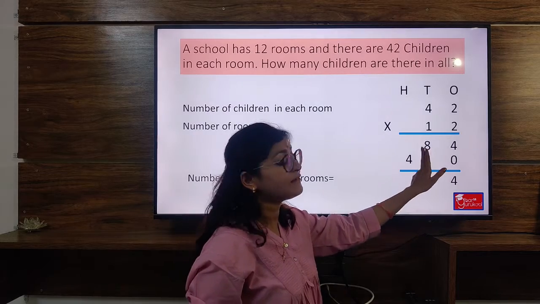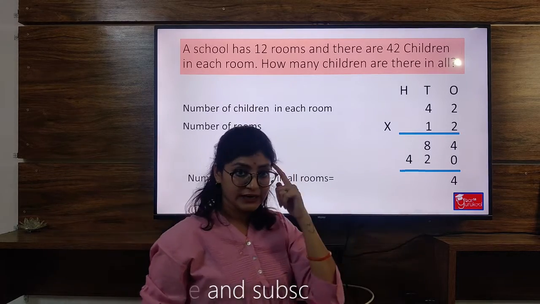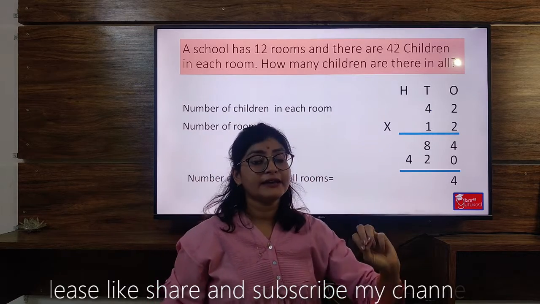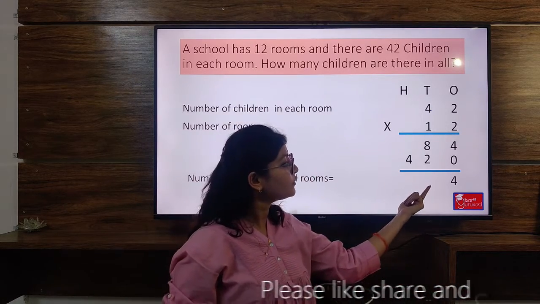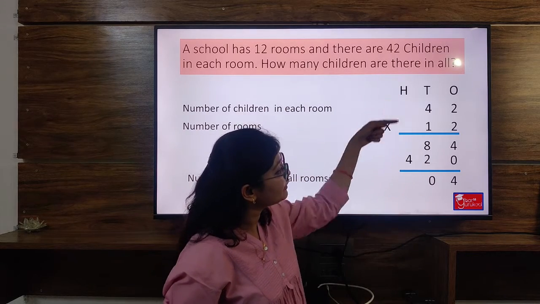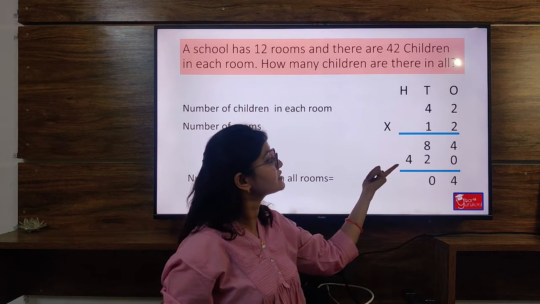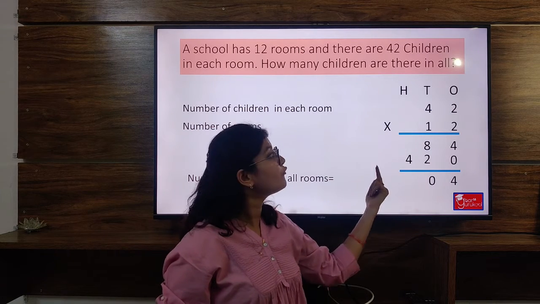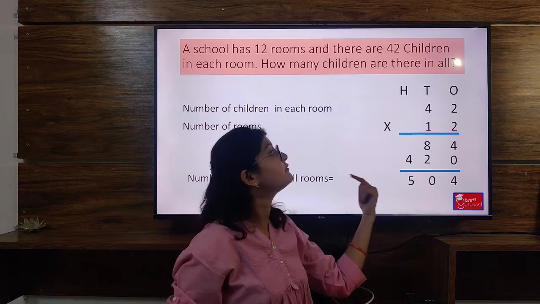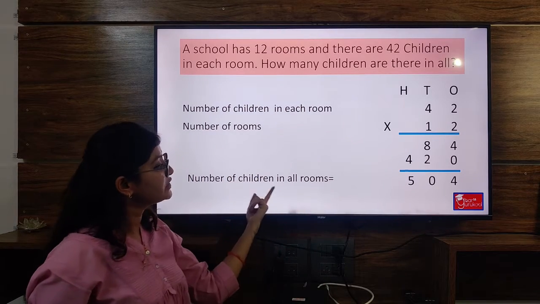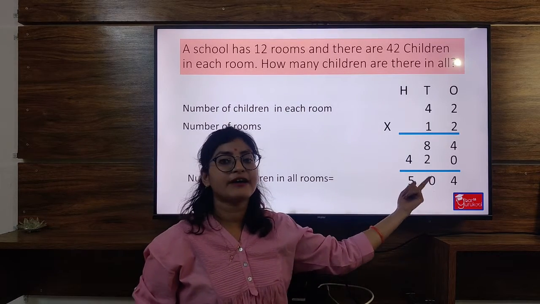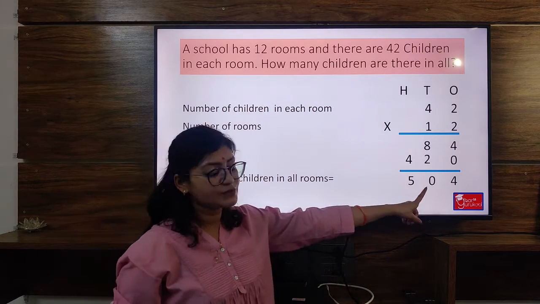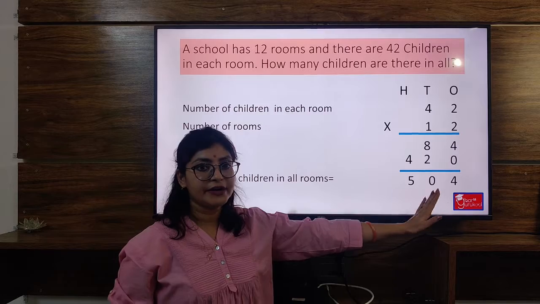At tens place we have 8 and 2. 8 and 2, 8, 9 and 10. Again in 10 we have 0 here, and 1 will be a carryover at hundreds place. So at hundreds place we have 4. So 4 plus 1 is 5. So number of children in all rooms is 504, or we can say number of children in 12 rooms is 504.